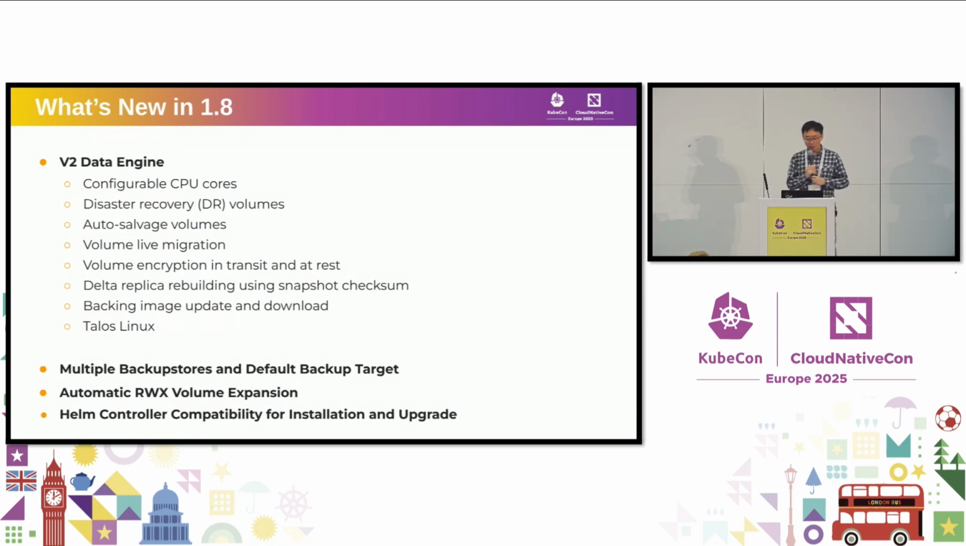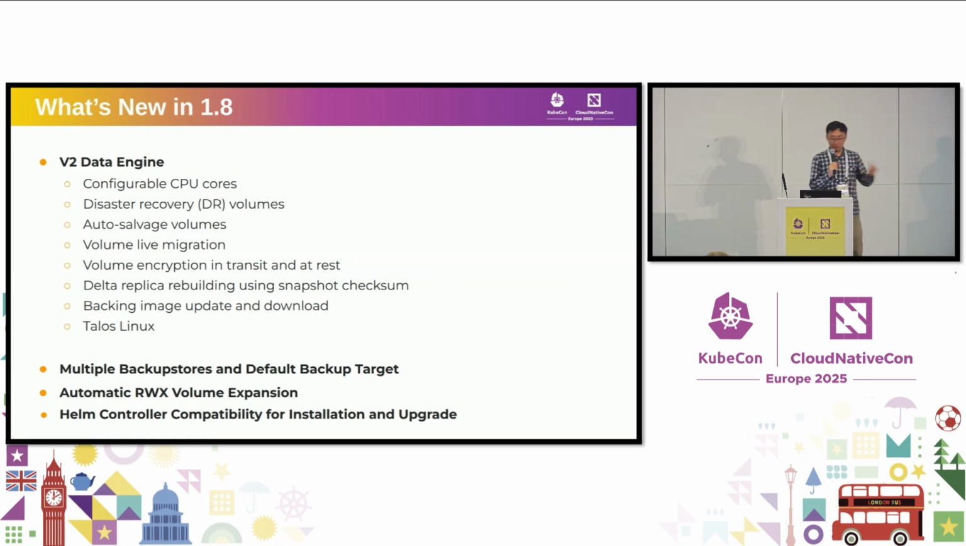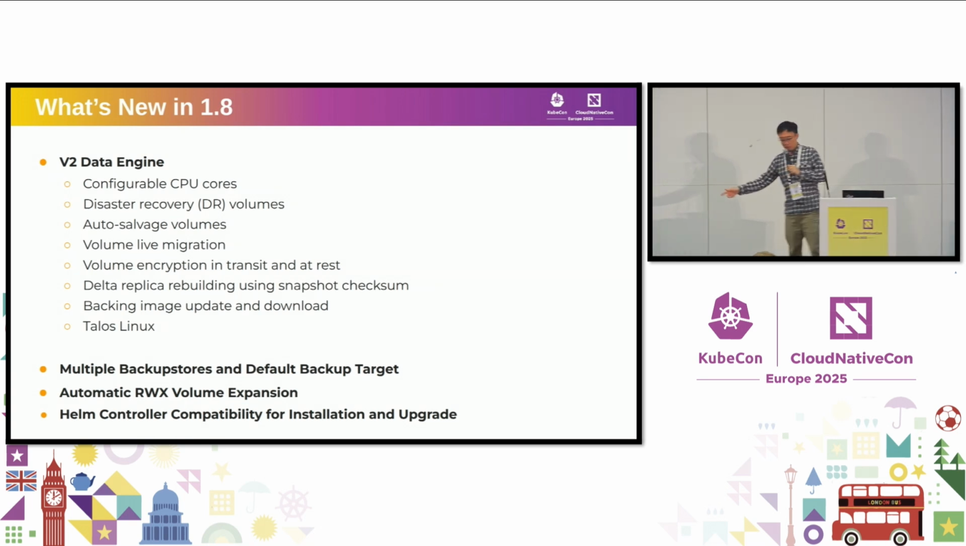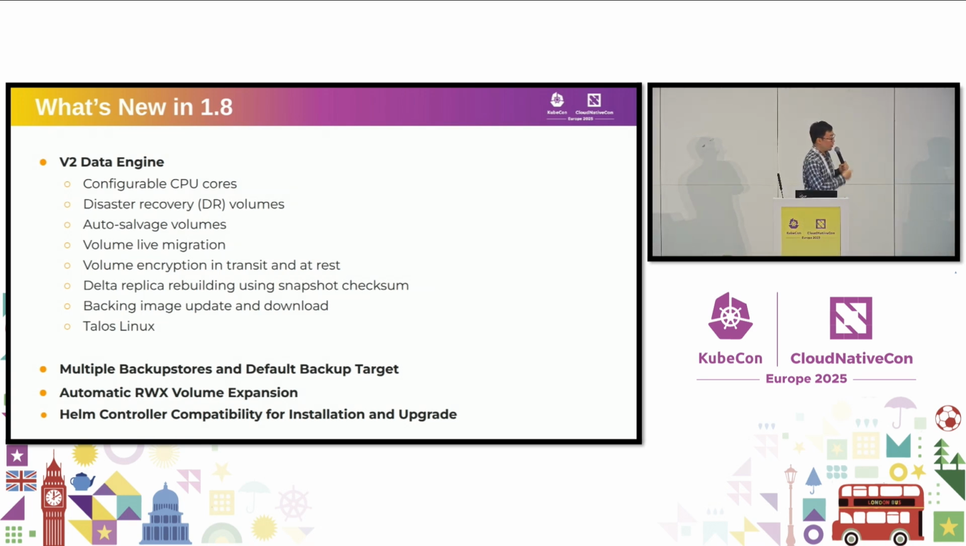So what is new in 1.8: we can make the CPU cores for your data engines configurable for V2. Before V1.8, it was just one CPU because it was for trying out. But for now, for performance testing, I know some people want to do a benchmark, so it's configurable. DR volume is now extended to V2 as well. Auto salvage: if all your replicas fail, we can auto salvage your volume and bring it back to healthy. This now also applies to V2. Volume live migration, V2 ready. Volume encryption ready as well. And replica rebuilding is more efficient.